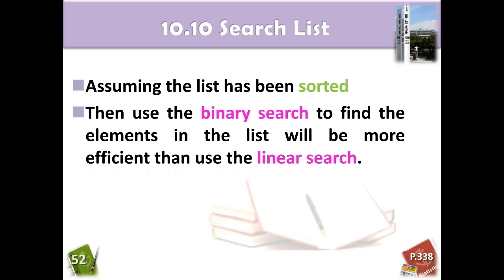So assume the list has been sorted. Today we will introduce the two search methods first, and assume the data is already sorted, so the data will be in order, okay? Then using binary search to find an element in the list will be more efficient than using linear search. Today we will introduce two different search methods. One is called binary search. The other one we call linear search.